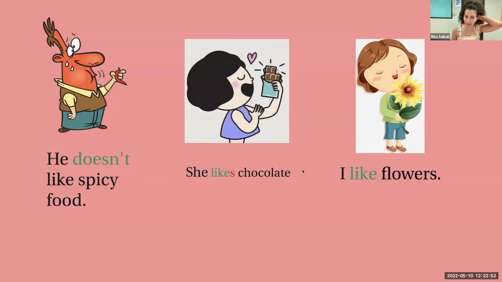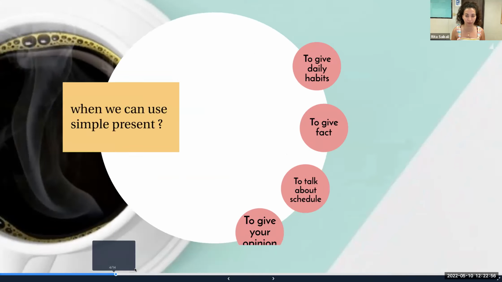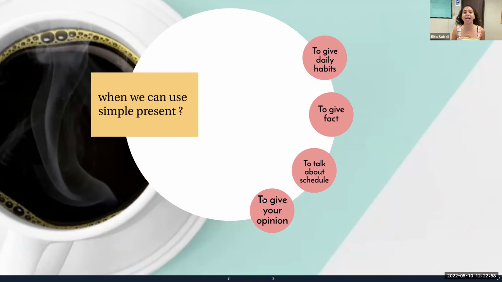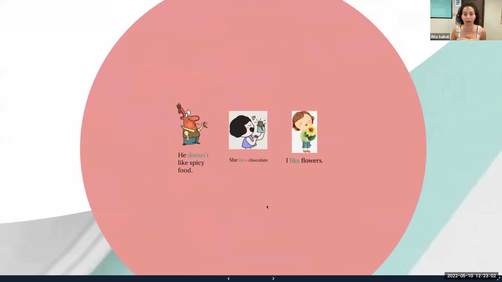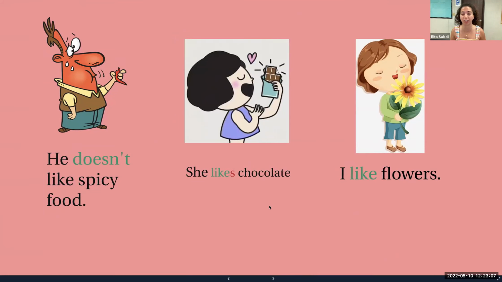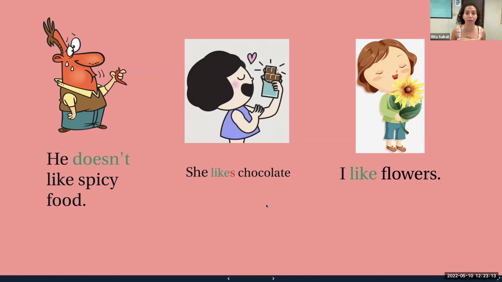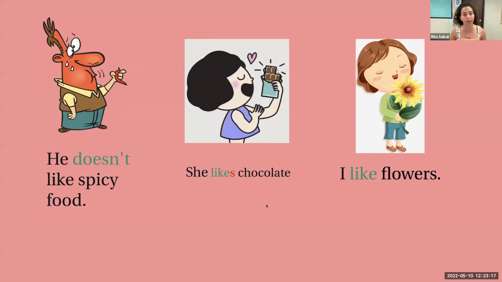So, and then I believe this is the last one we have on here. Okay. And lastly, we use it to give an opinion. Okay, so if you have an opinion you want to share, he doesn't like spicy food. She likes chocolate. I like flour. I agree with you. I believe this should be different. He believes in astrology. I don't know.